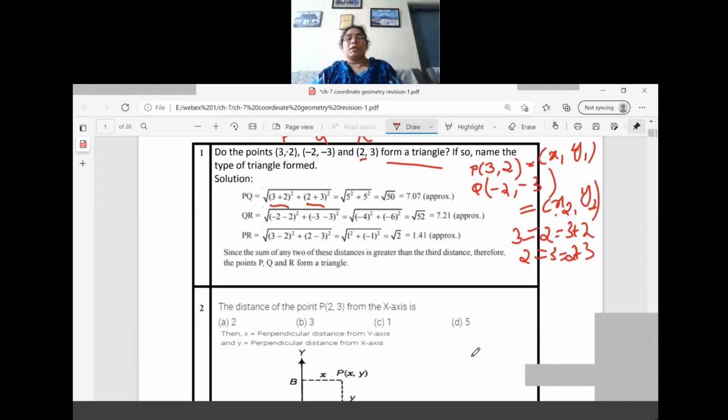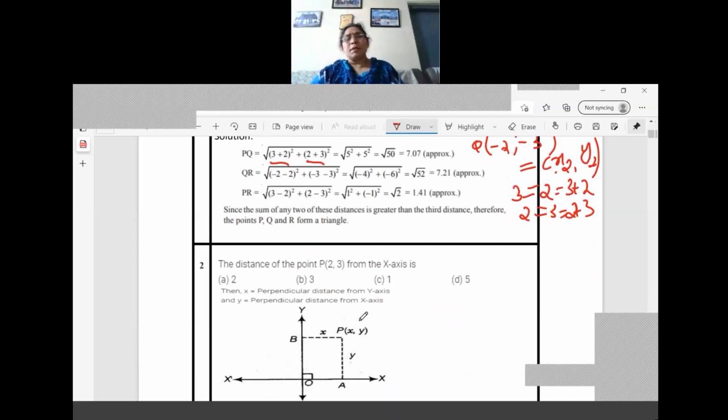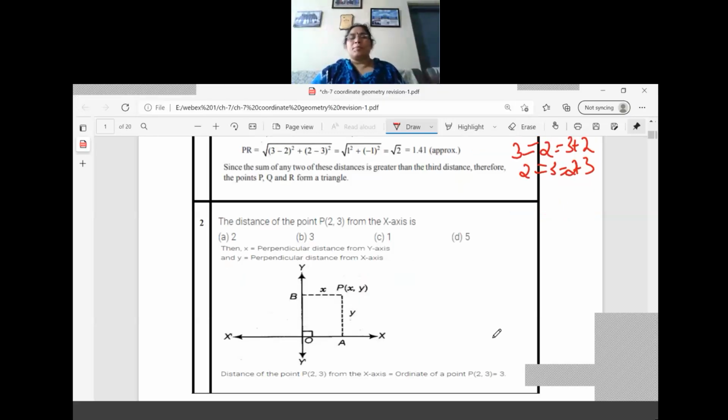Now just one coordinate is given. Remember, one coordinate is given. What is the distance of the point P (2, 3) from the x-axis? Here we have already marked (2, 3). The perpendicular distance from the y-axis, that is OA, is our x coordinate. Next, similarly, what is the perpendicular distance from the x-axis? That is our y coordinate, right? So here it is given as (2, 3).